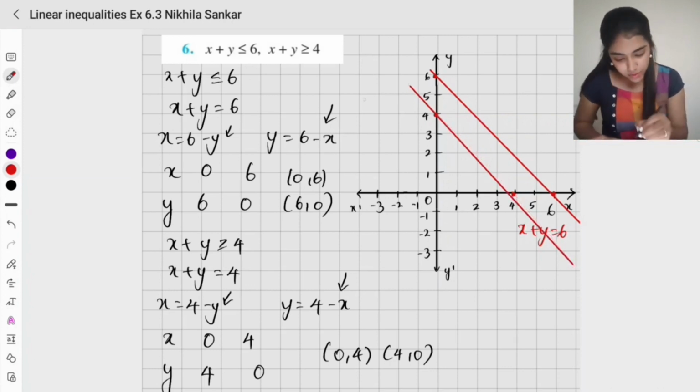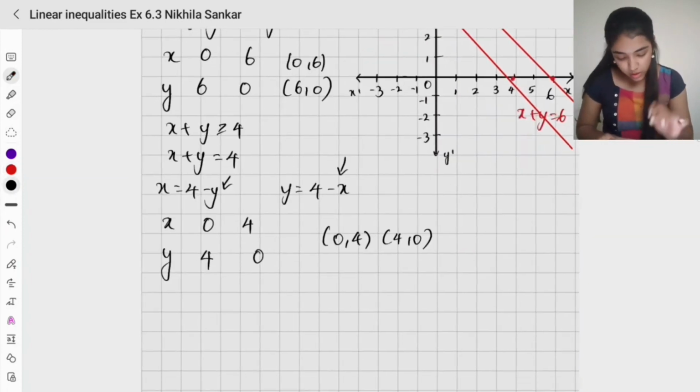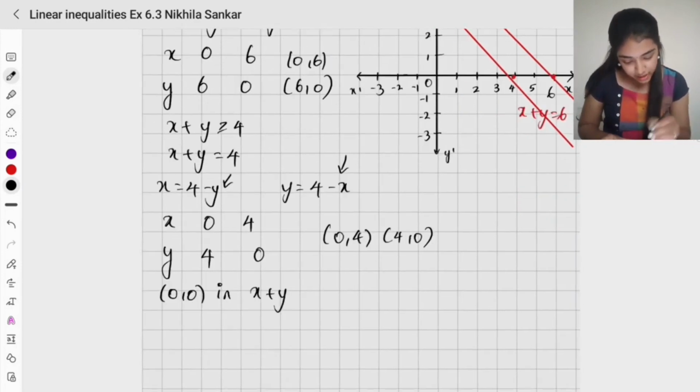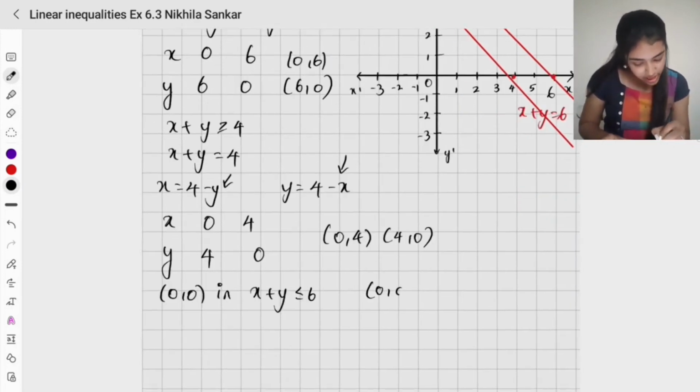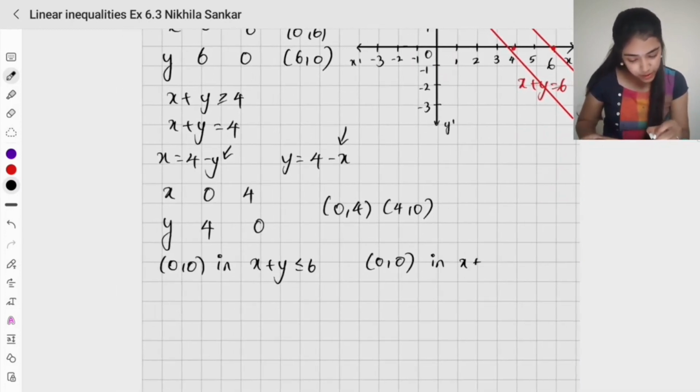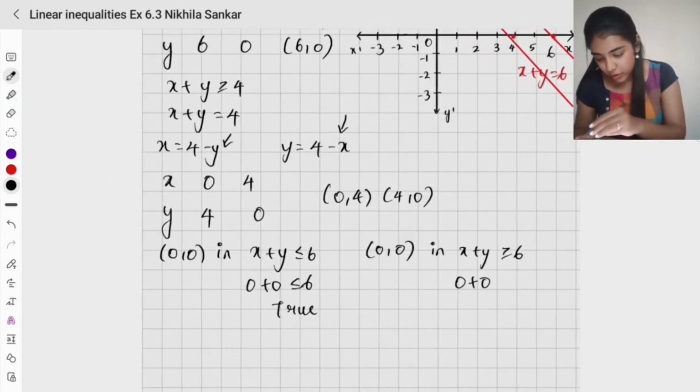So this is going to be x plus y equals 4. Check if 0, 0 is included. So 0, 0 in x plus y less than or equal to 6, and 0, 0 in x plus y greater than or equal to 4. Substituting 0 plus 0 less than or equal to 6, which is true. So 0 is definitely less than 6. Now 0 plus 0 in x plus y greater than or equal to 4.